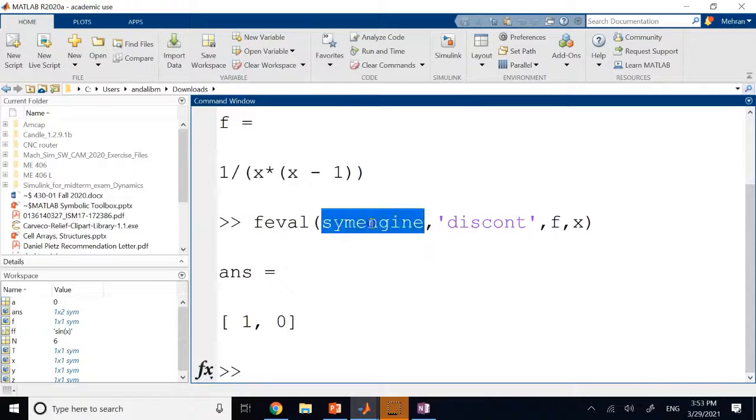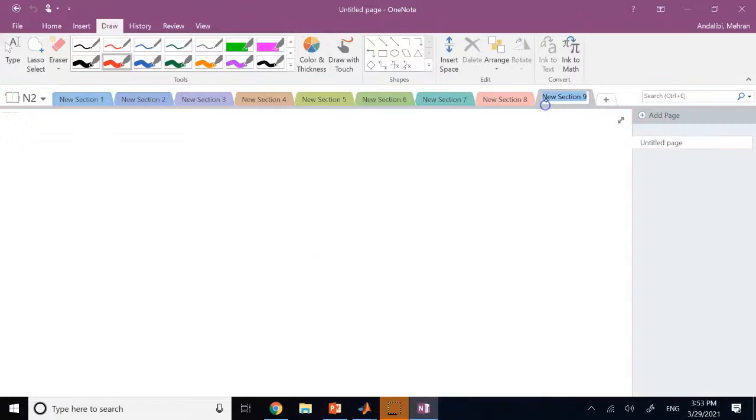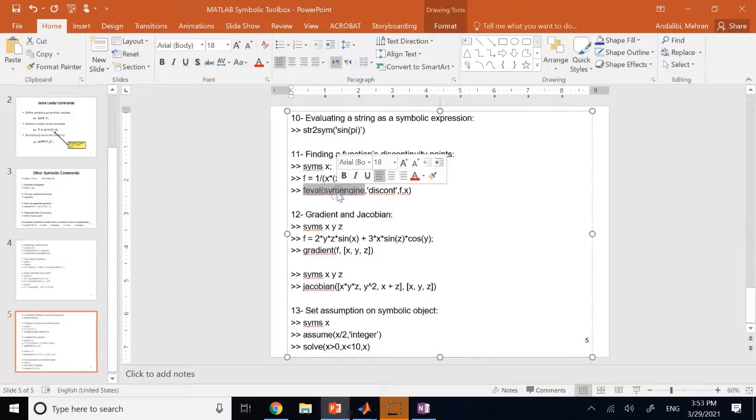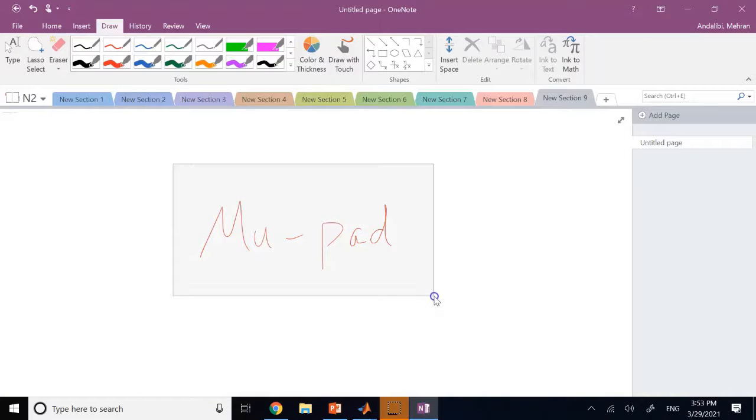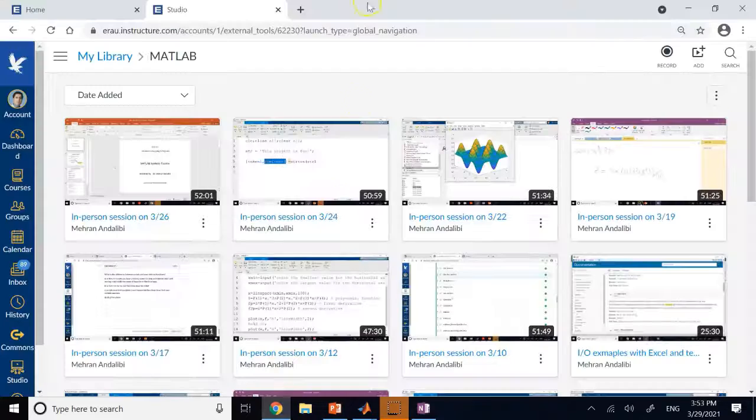This sim engine, there used to be, and there still is, some add-on to MATLAB. It was called MuPad. It was like an analytical calculator add-on to MATLAB. Okay, using which you could do a lot of symbolic operations. So when you call here and say sim engine means what? Means do this operation using what? Using that MuPad of MATLAB. Okay, you can just look it up.